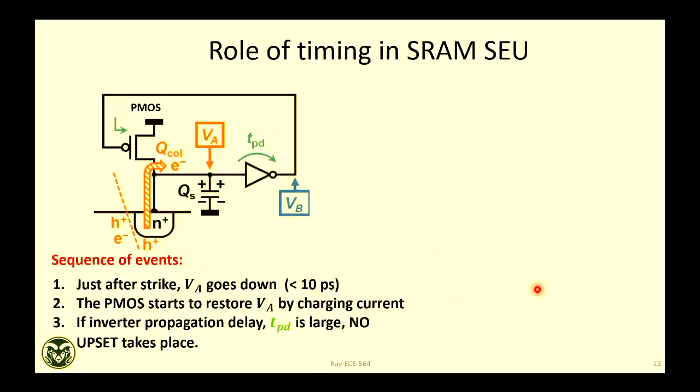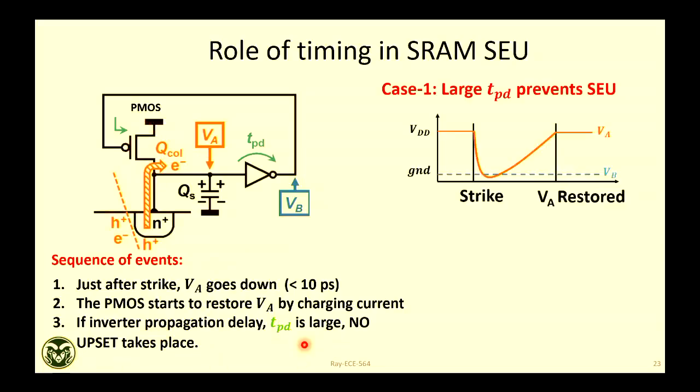Okay, so let's look at this role of timing for SRAM upset. Just after the strike, the node which got struck goes down. VA, if this is the Q equal to 1 node, that voltage will go down. That will happen in a very short time scale, maximum 10 picoseconds, within a picosecond it will happen. The PMOS starts to restore the node. The PMOS job is, if any charge is gone, to replenish that charge. If the inverter propagation delay is large, no upset will take place.